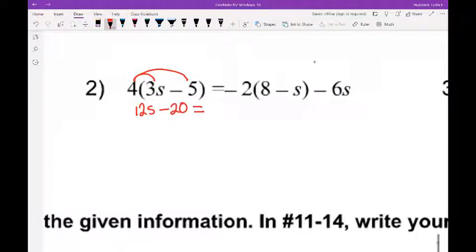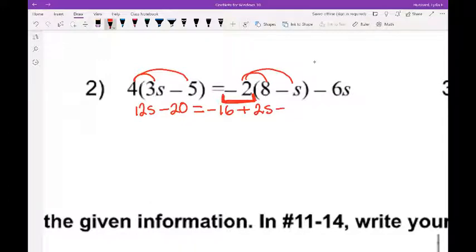Okay, so we distributed on the left. Now we got to do it to the right. So negative 2 times 8. And note that we're distributing the entire negative 2, not just the 2. We got to include that negative. Negative 2 times 8 is a negative 16. And then we also do negative 2 times negative s. Negative times a negative is a positive 2s.